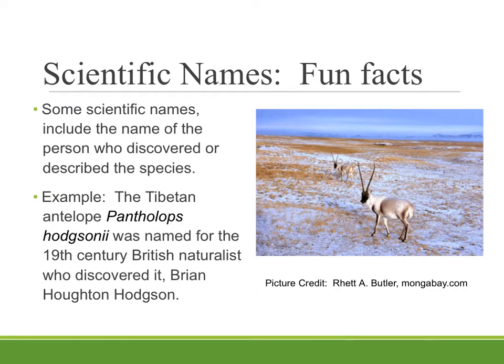Just some fun facts about scientific names. Some scientific names include the name of the person who discovered or described the species, put in a more Latin form. So the Tibetan antelope, which we see over here with these lovely long horns, is the Pantholops hodgsonii, which was named for the British naturalist who discovered it, who had the last name Hodgson. So you can see how his name has been worked into the species name. Incidentally, you cannot name a species after yourself, but somebody else can put your name in there.